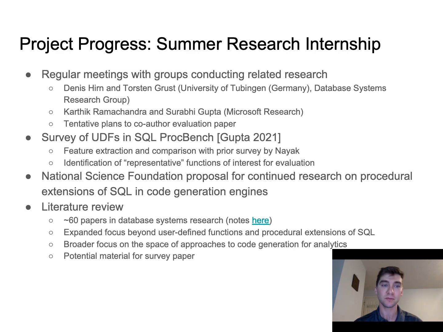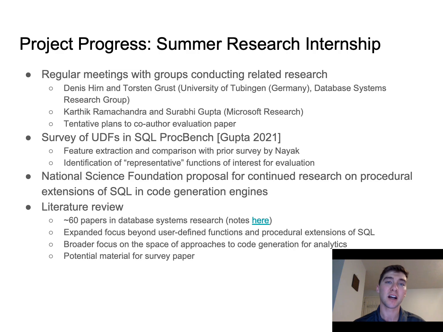Next, I completed a survey of the user-defined functions in the SQL ProcBench benchmark. This was the result of research from Microsoft Research that was recently completed. I performed feature extraction and a comparison with a prior survey by Tanuj Nayak and identified the representative functions of interest for our evaluation. Next, I began working on a National Science Foundation proposal for continued research on procedural extensions of SQL in code generation engines.